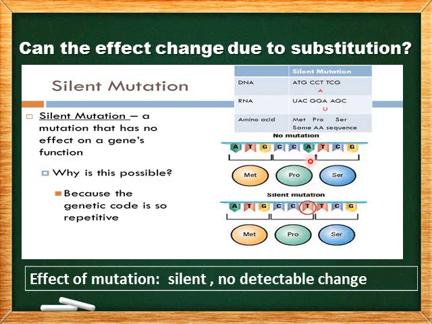So although there is a mutation at the level of DNA, we didn't observe any change at the level of amino acid. Both codons code for the same type of amino acid. So it is a substitution. Yes, it is a point mutation by substitution.